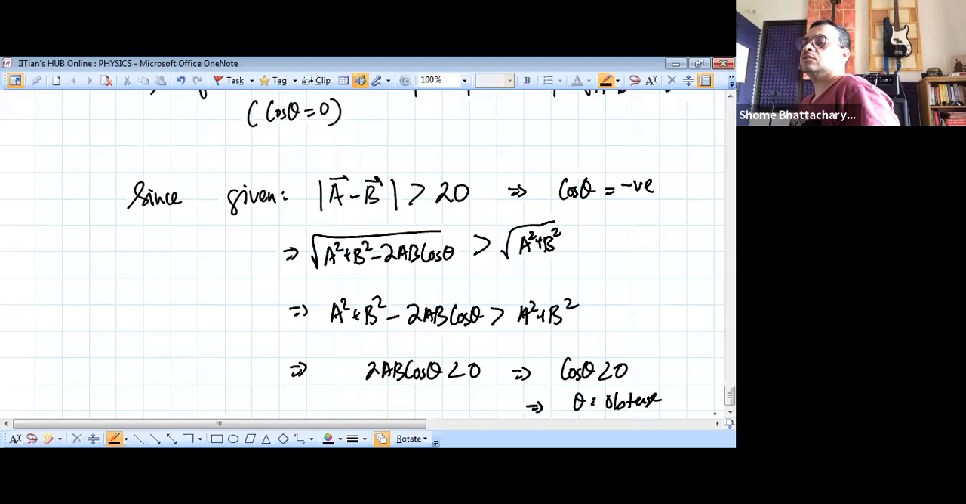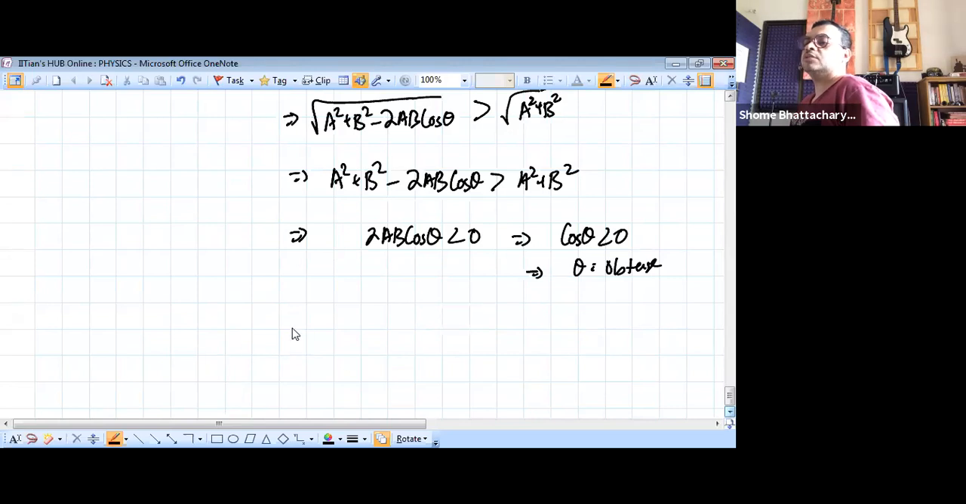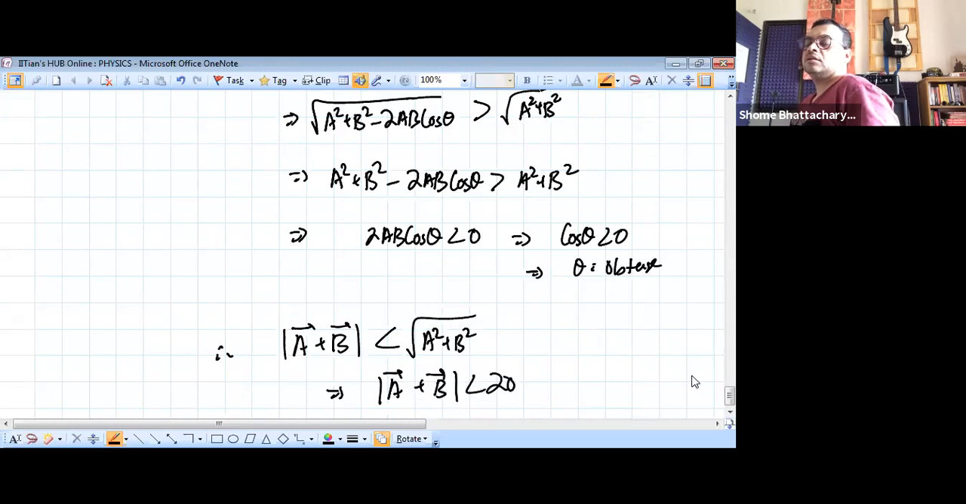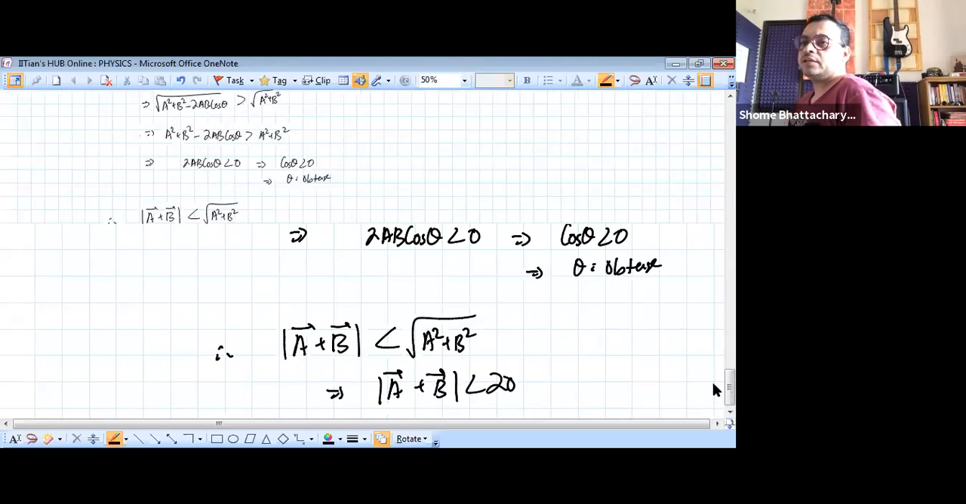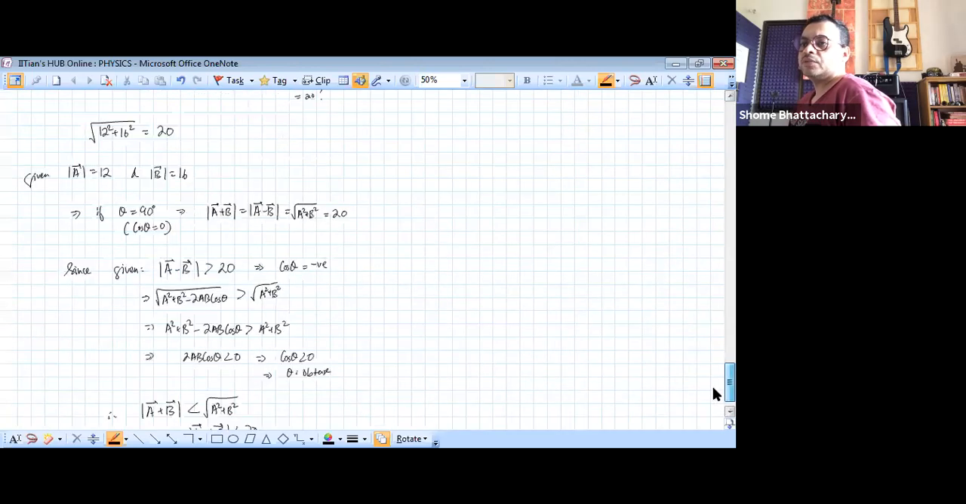So cos theta is negative, and because of that, what about mod of A plus B? That will in fact become less than root of A square plus B square. That means mod of A plus B will become less than 20. I've given you the complete proof, but if you understand that part of the triangle inequality, you can understand this directly also.